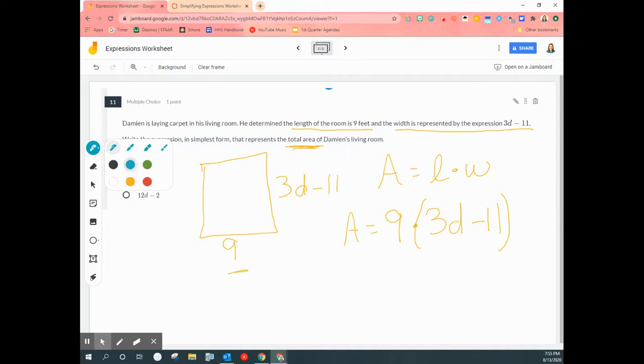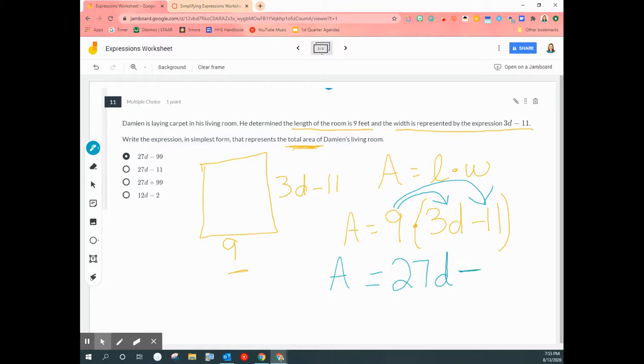So let's do that. Let's distribute. Remember, I have to multiply 9 times this term here. So what's 9 times 3? 9 times 3 is 27. Again, you have a calculator. Don't forget the D. He comes along for the ride. Now I need to multiply 9 times negative 11. Well, a positive times a negative is a negative. And 9 times 11 is 99. There is the expression that represents Damien's living room, the area of Damien's living room.